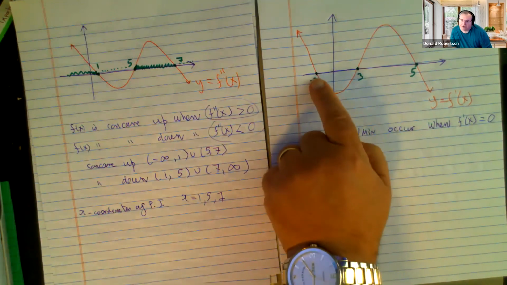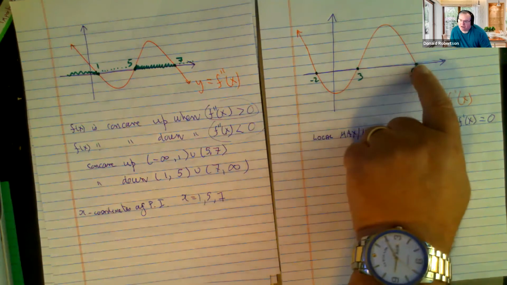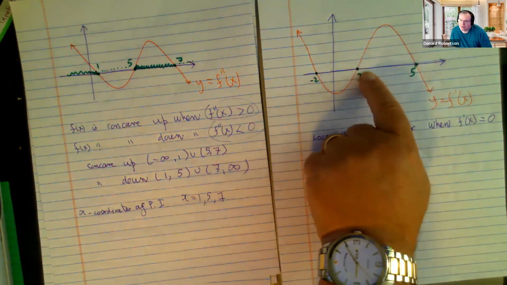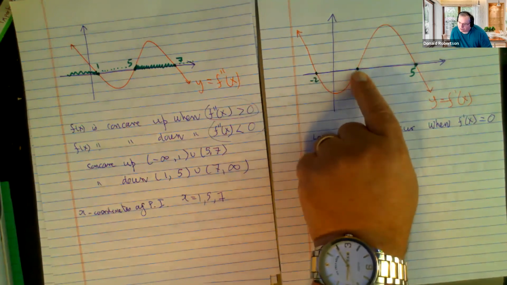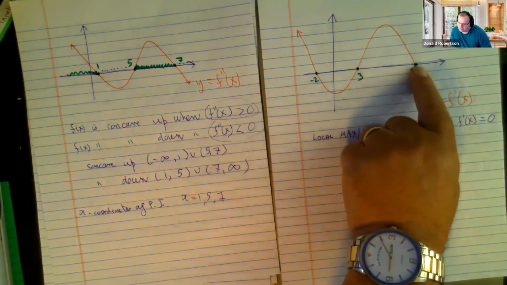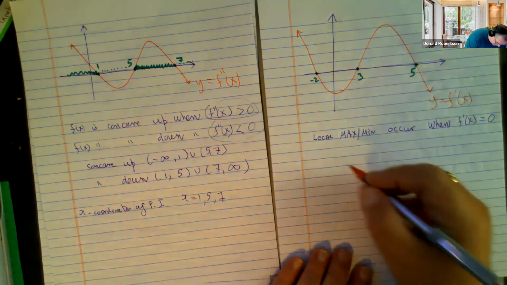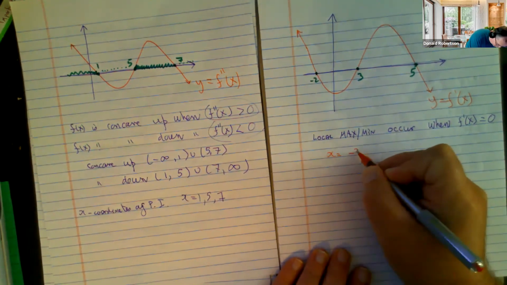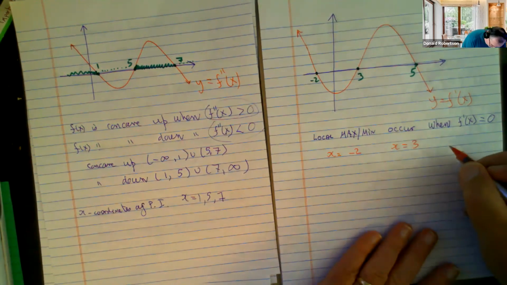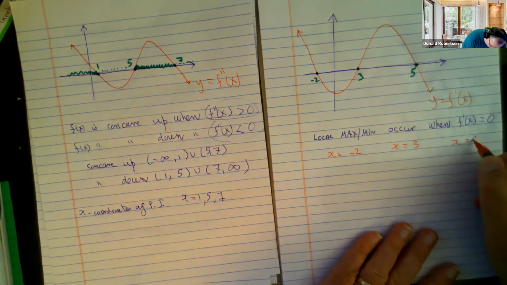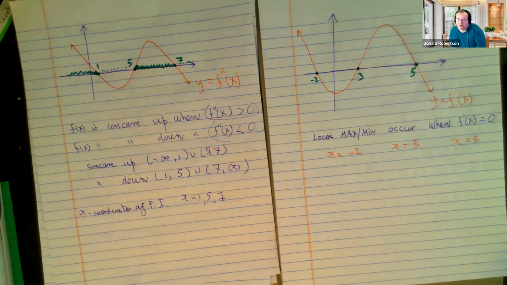Now, I can look at this graph and it's pretty easy to tell. Would you agree that there are 3 places where the derivative is 0? x equals -2, x equals 3, and finally x equals 5. So I know where they are. There's going to be a local max or min at x equals -2, at x equals 3, and finally one at x equals 5. So the next piece of the puzzle is, how do I tell what I've got?